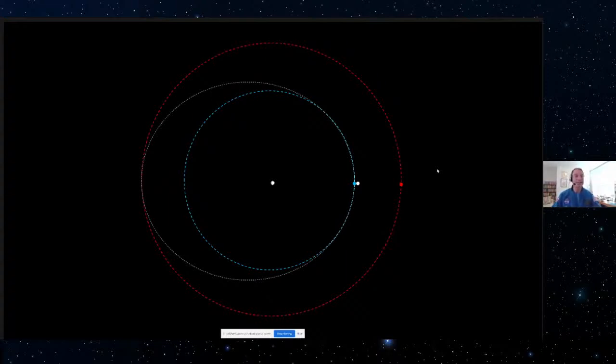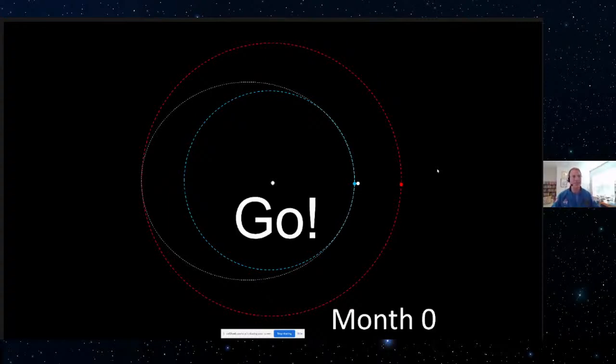White dashed line indicates our transfer orbit for our spacecraft. White dot marks the location of the spacecraft, and it is way, way, way, way too tiny to see at this scale. So we're going to set the planets and the spacecraft in motion, and we're going to count months down in the lower right.